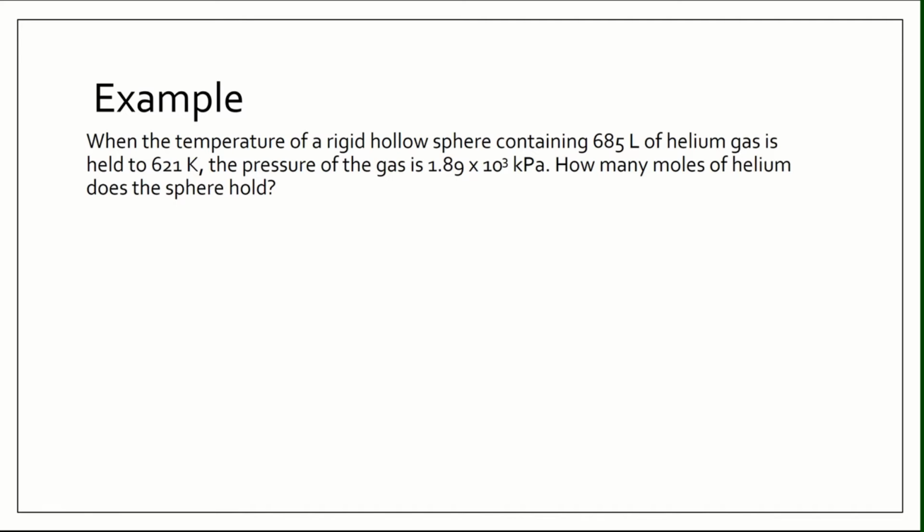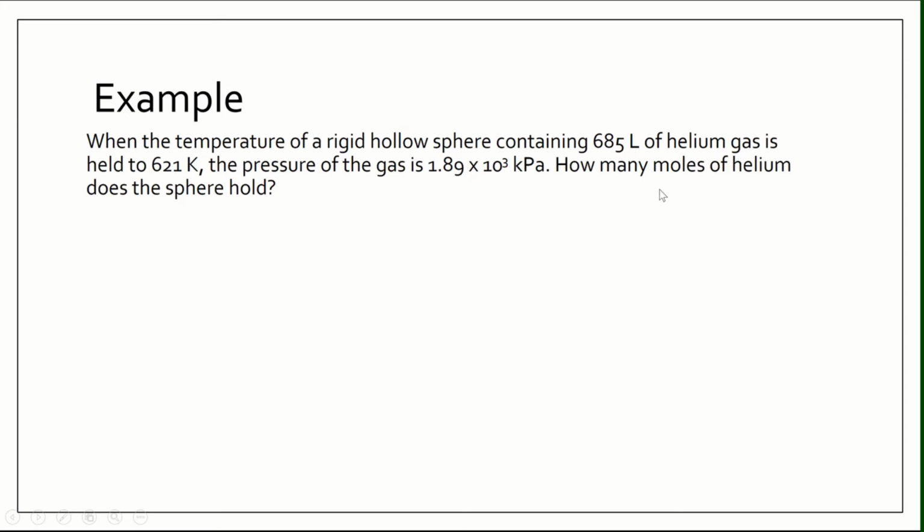So when the temperature of a rigid hollow sphere containing 685 liters of helium gas is held to 621 Kelvin, the pressure of the gas is 1.89 times 10 to the 3rd kilopascals. How many moles of helium does this sphere hold? So we have a volume, we have a pressure, we have a temperature. We don't have 2 of anything, so we can't use the combined gas law, and we're not looking for a new volume, pressure, or temperature, which is what the combined gas law would give to us. We're looking for how many moles we have.